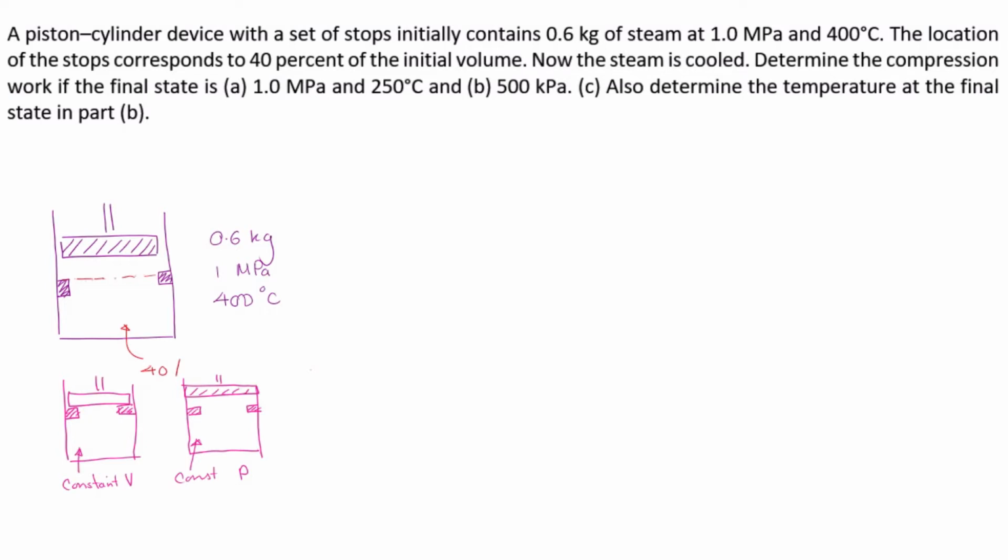In part A, we have to calculate WB for 1 megapascal 250 degrees Celsius condition. In part B, we have to calculate WB when pressure is reduced to 500 kilopascal. And finally, we have to calculate T2 when the conditions are similar to part B.